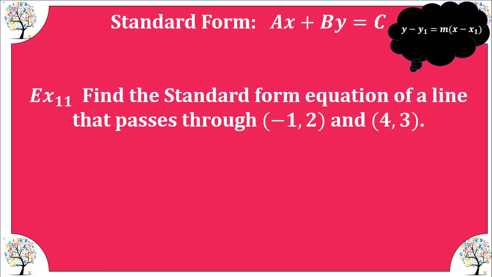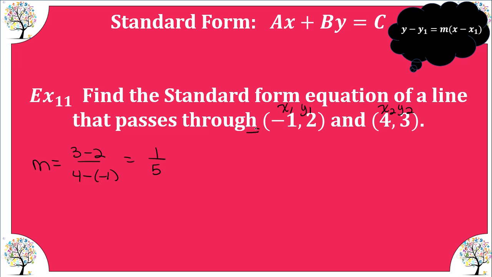Here we have a line that passes through -1, 2 and 4, 3. We've been asked to write it in standard form. So the first thing we're going to do is, since we don't know the y-intercept, we're going to use point slope because we have a point and we can find the slope because we have 2 points. So we're going to say 3 minus 2, 4 minus -1 to get our slope. So our slope is 1/5.